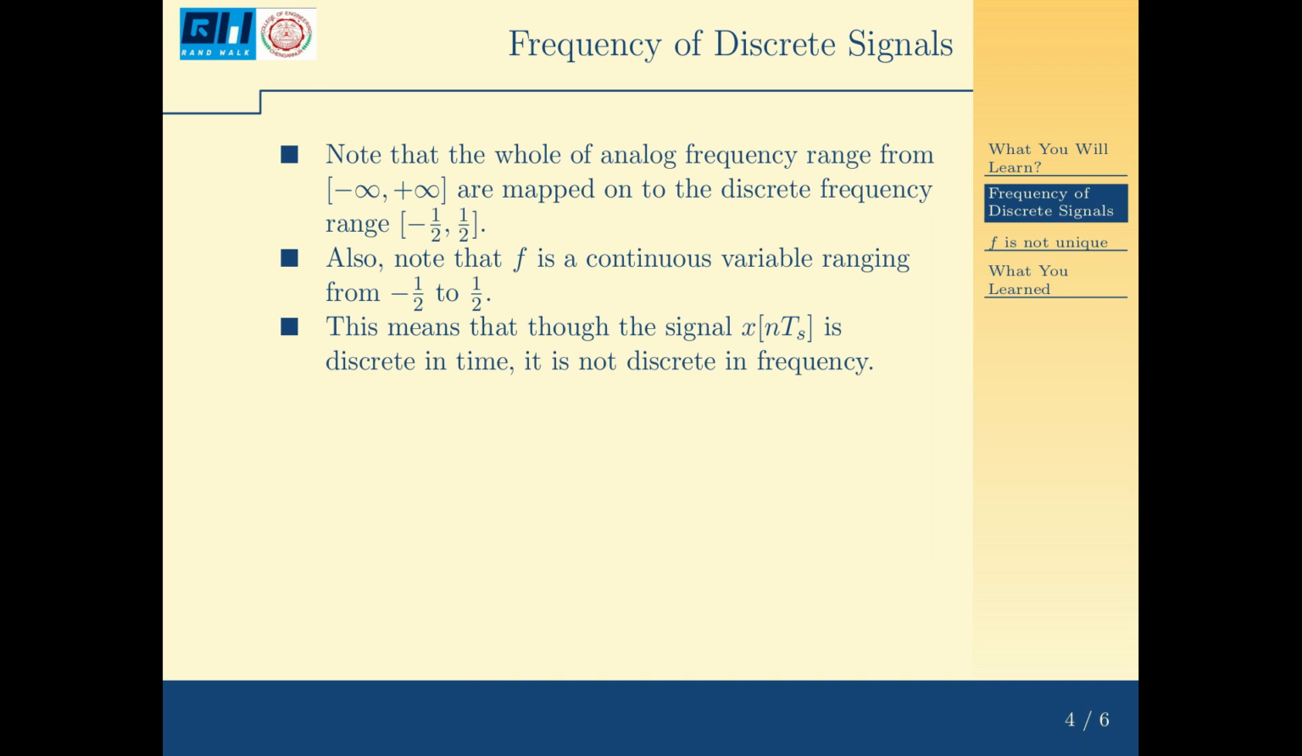Now observe that the total analog frequency range, or the continuous frequency range from minus infinity to plus infinity, is mapped onto the discrete frequency range minus half to half upon sampling. And observe also that small f is a continuous variable ranging from minus half to half. This means that though the signal x(nTs), or the sampled signal, is discrete time, it is not discrete in frequency, because the frequency small f is a continuous variable from minus half to half.